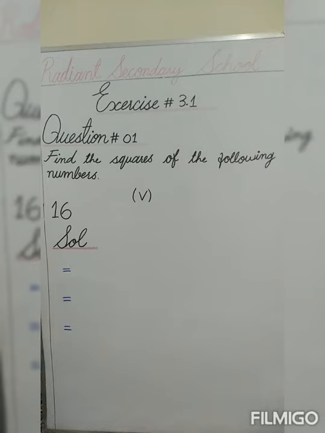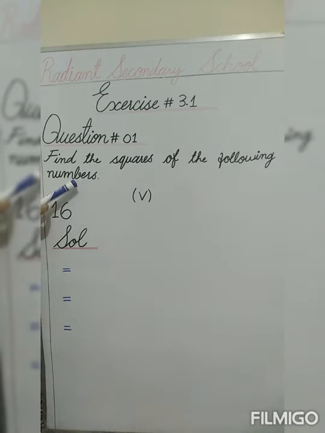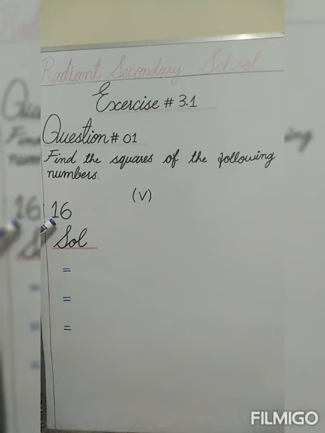Okay class, now move on to exercise number 3.1. Question number 1 of this exercise is: find the squares of the following numbers. I will solve a few parts of this question for you. Now the fifth part is 16. We have to find the square of this 16.